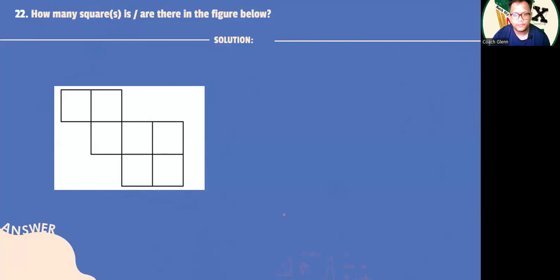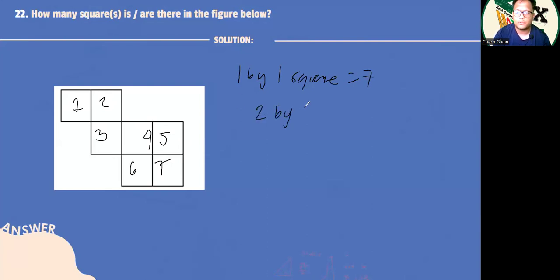How many squares are in the figure below? So first, let's count the 1 by 1 squares. So we have here 1, 2, 3, 4, 5, 6, and 7. So that's equal to 7 squares. The next possible square we can observe is a 2 by 2 square. So I think there's only one. So this one only. So wait, let me use a different color, red. So this is the only 2 by 2 square we can observe in the figure. So that's only equal to 1. So just add them. So we have 7 plus 1. So the final total tally would be equal to 8 squares.